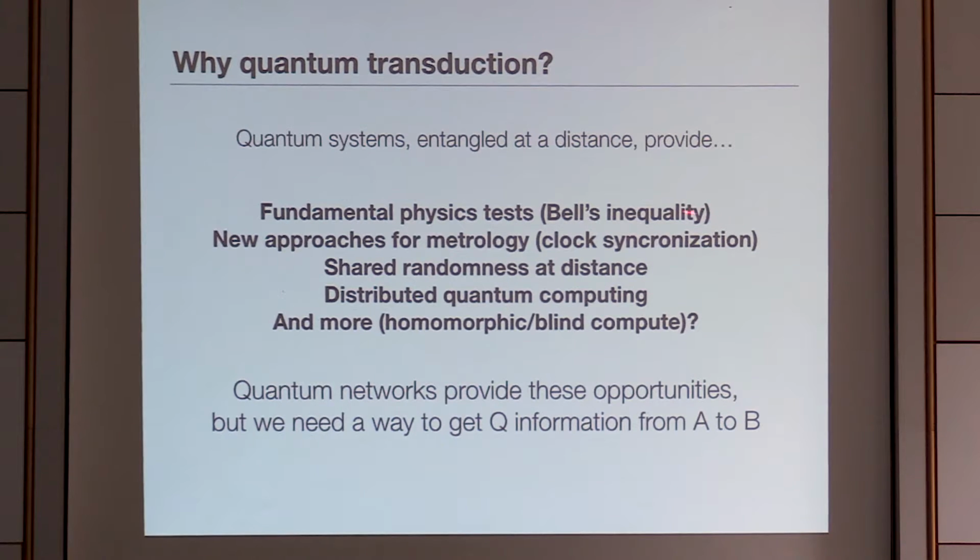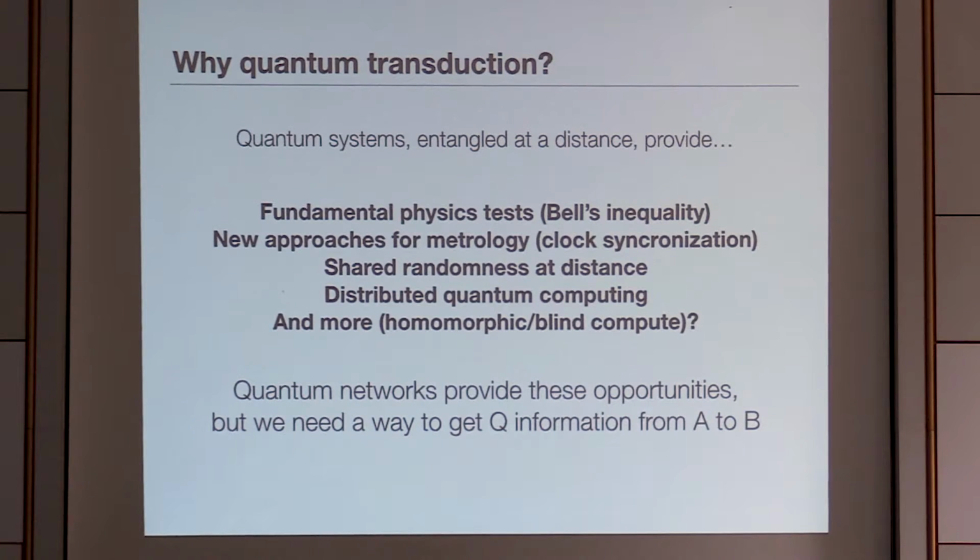There's also some new approaches for metrology. I'm not going to talk about that because I believe that the talk after mine is going into some of this. There are some things like shared randomness at distance, which is known primarily as quantum key distribution, but for example, at NIST, we're using this to create what's called a random number beacon, a device that produces certified random numbers, certification being given by quantum mechanics. There's also interesting prospects in distributed quantum computing, which I will talk about at the end of the talk.